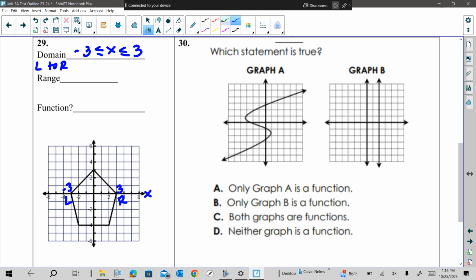Now, to do the range, we're going to scan the bottom to the top of the graph. Remember, we're looking at the y-axis. Here's the bottom at -4. So I'm going to fix that real quick. The bottom here is at -4. The top is at 3. The range is in between here. So -4 is less than or equal to y, which is less than or equal to 3.